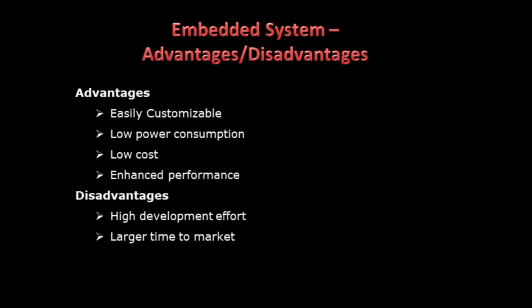The advantages and disadvantages of using embedded systems. Advantages: embedded systems are easily customizable, power consumption is very low, cost is very low, and they provide enhanced performance at a low cost. The disadvantages: high development effort is needed for designing the embedded system, and it takes a lot of time to market our product.